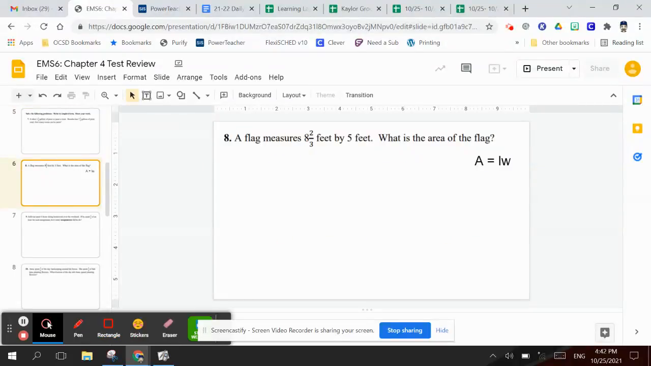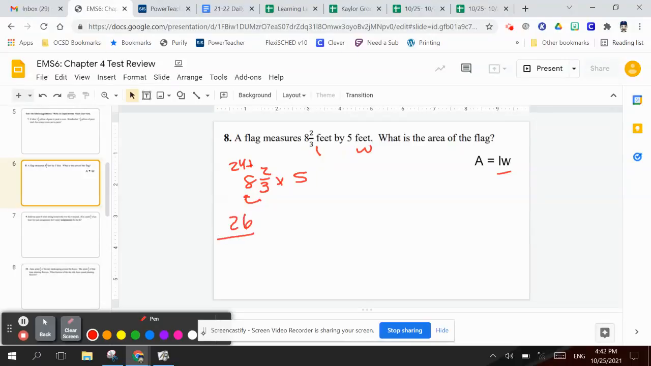Number 8, a flag measures 8 2/3 feet by 5 feet. What is the area? Well, the area of a flag is length times width. So here's my length, there's my width. So I have 8 2/3 times 5. Need to change my mixed number into an improper fraction, so I take 3 times 8, which is 24, plus 2 is 26. 3 is my denominator. And I multiply that by 5. 5 as a fraction is 5 over 1.